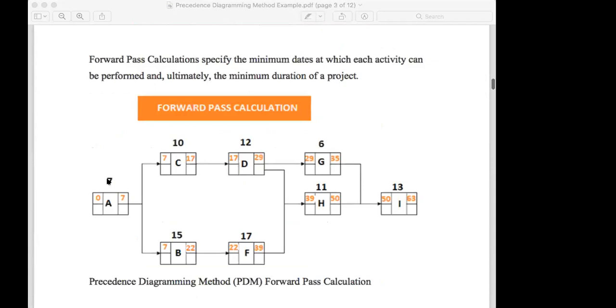Then you finish this one at 7, because the duration is 7. Okay, you got the point?